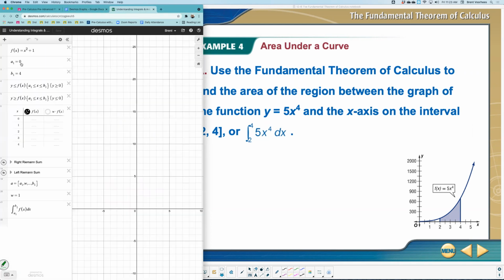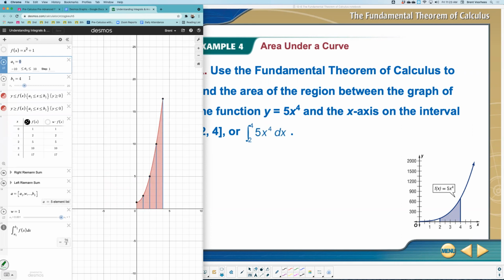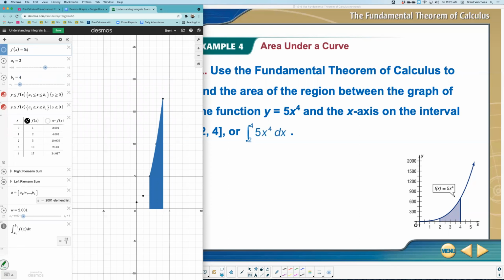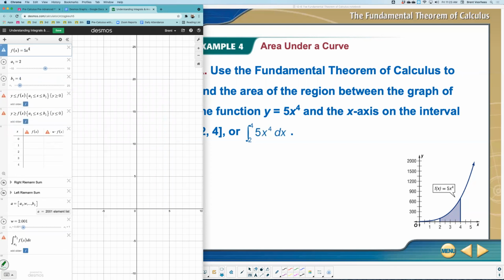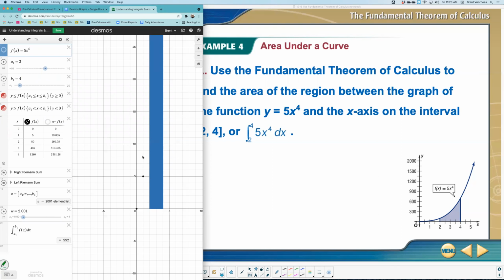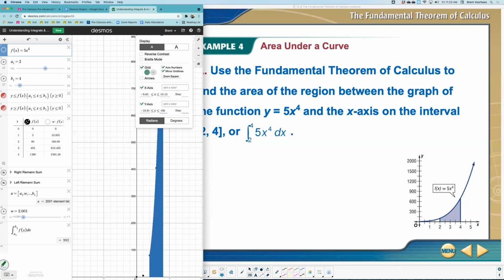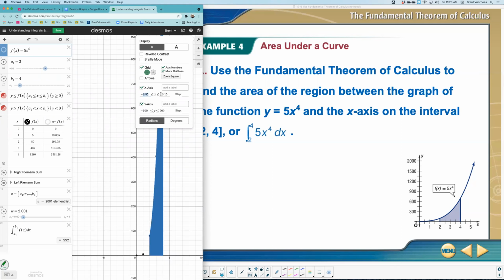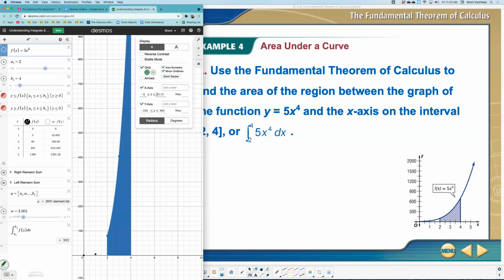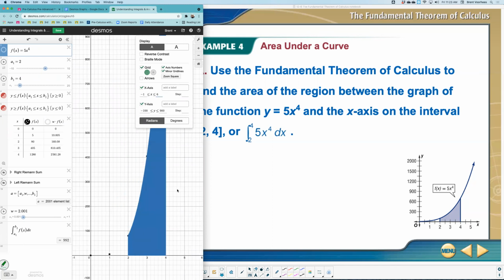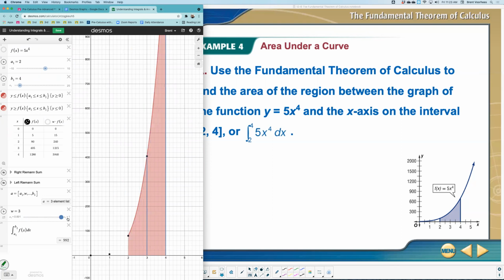So I'm going to open this back up. We're looking for the integral on the interval from 2 to 4 of 5x to the fourth power. And I need to zoom out here. It looks like I need to be up at least, let's just say 900. And I'll make this negative 100 so we can see below. I don't need to worry about going so far left or right. So I'll zoom in.